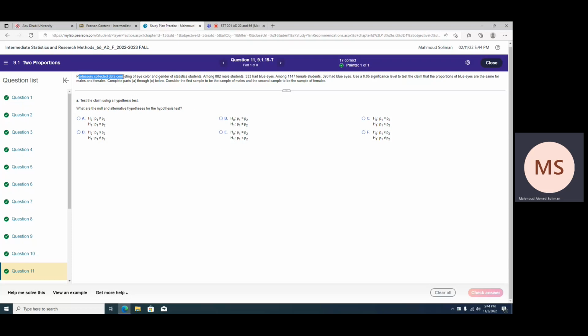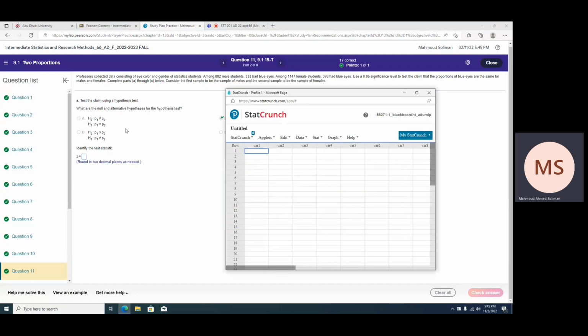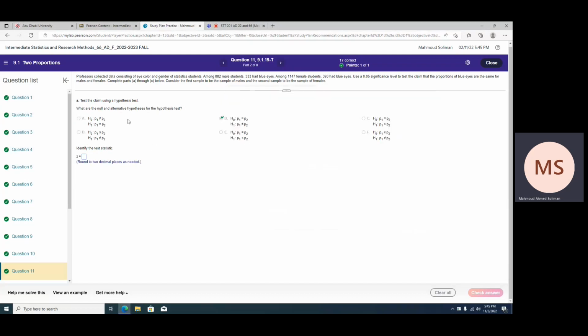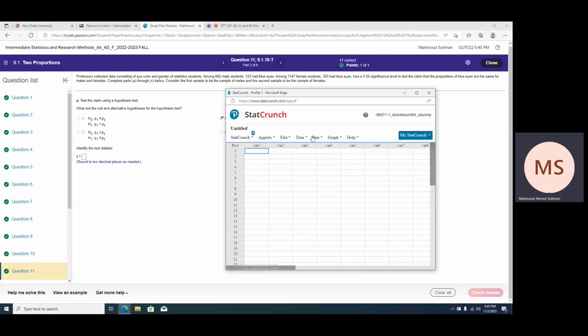So professors collected data consisting of eye color and gender of statistics students. Here we have sample 1 male students, sample 2 female students, and we need to test the claim that blue eyes are the same for males as females. So this one is easy. H0 equal, H1 not equal. Now, H0 is always equal. A greater than version would be wrong, so this is wrong, this is wrong, and this is wrong. H0, the null, is always equal.